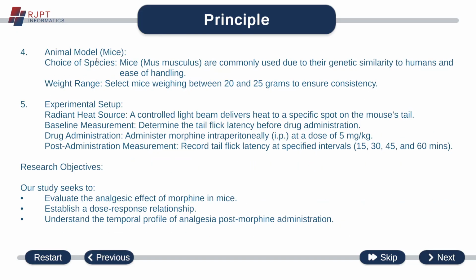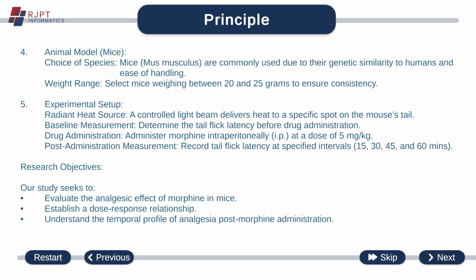Next is the animal model. Choice of species: mice, Mus musculus. This is the scientific name of mice, and they are commonly used due to their genetic similarity to humans and ease of handling. As we know, mice are small animals. They are very light in weight.